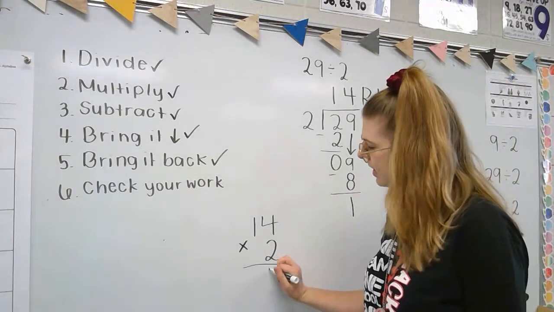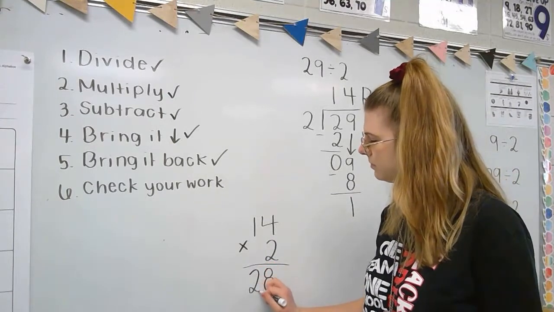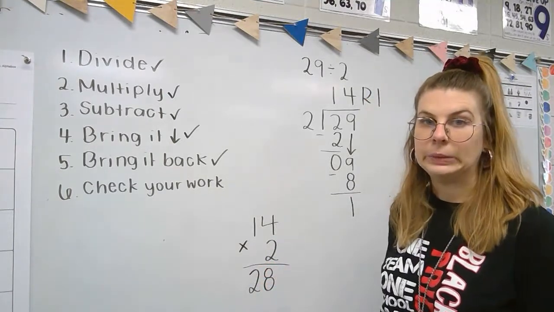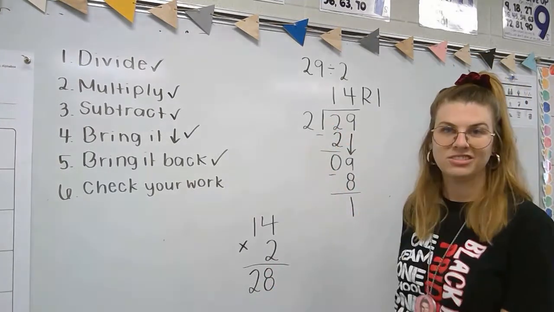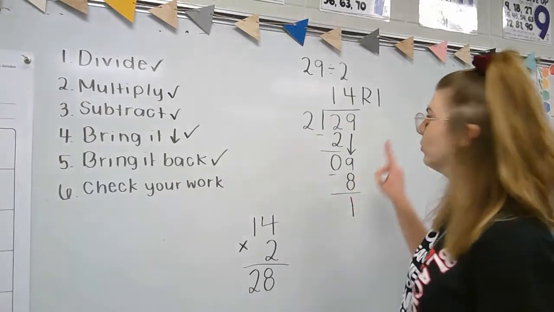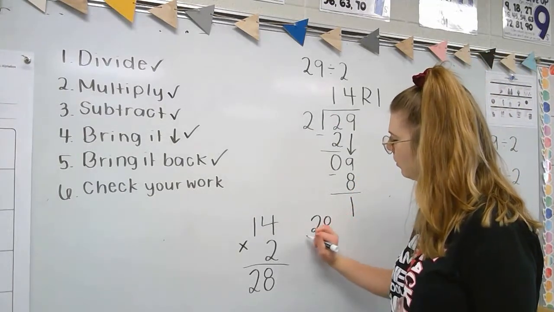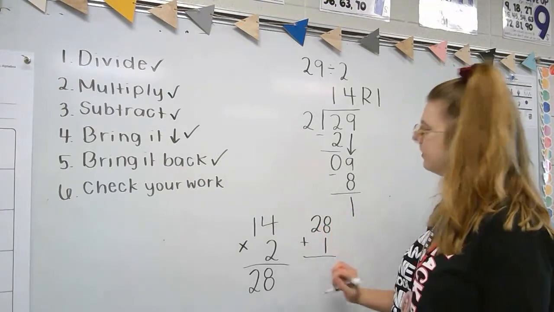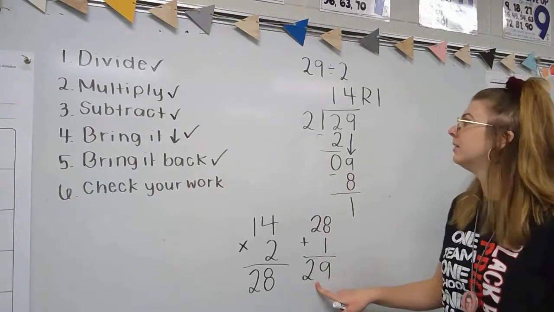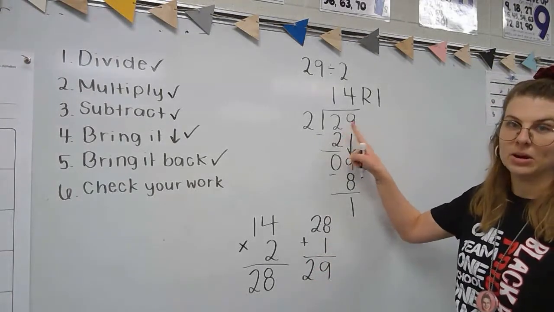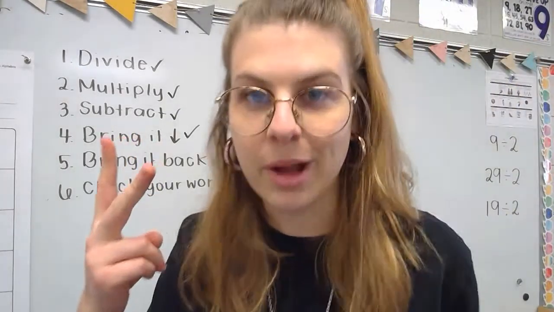We want to get the same number that's inside of the house. 4 times 2 is 8. 2 times 1 is 2. Awkward. This is 28. This is 29. They don't match. But I have a remainder. So I'm going to add the remainder. And now my number matches my dividend, my number inside of the house. Whew. Second problem down, guys.